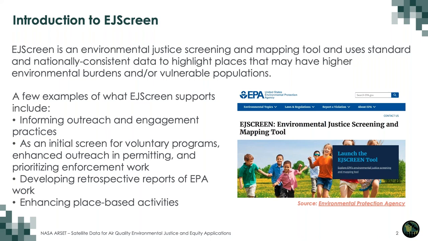EJScreen supports many different actions and goals across the Environmental Protection Agency. To give you a little taste of what some of these actions include, EJScreen supports informing outreach and engagement practices. EJScreen supports being an initial screen for voluntary programs, enhanced outreach and permitting, and prioritizing enforcement work. EJScreen also supports the development of retrospective reports of EPA work. And finally, EJScreen helps to enhance place-based activities.